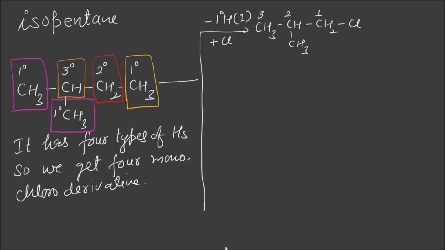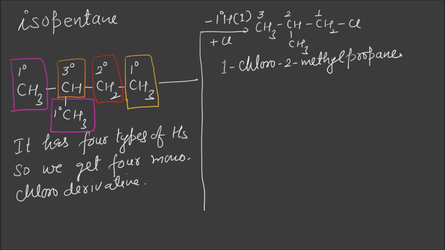The longest possible chain is of 3 carbons, and there is 1 chloro and 2 methyl as substituents. Alphabetically, chloro comes first. So it is 1-chloro, 2-methyl propane.